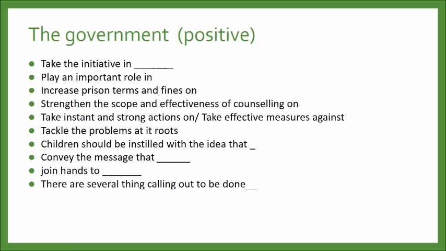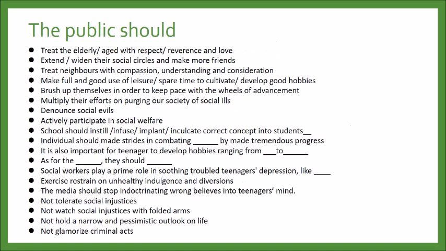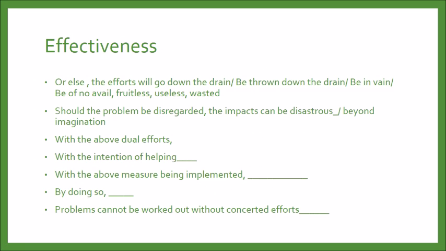And then the government can do something positive and something negative, and these phrases are really useful as well. Apart from the government, the public should also do something. For example, when it comes to some elderly issue, you may say that the public or the family should treat the elderly with respect, and then you may use this for your topic sentence, and then after that you may talk about your effectiveness. Like "with the above due efforts, the issues of something can be solved."